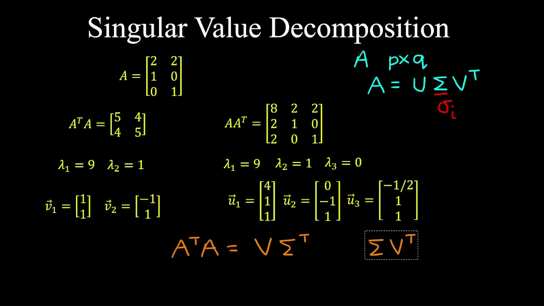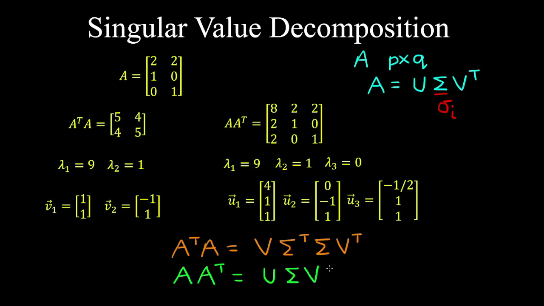So we obtain the following expression. And similarly, we can multiply A by its transpose. So here we have U sigma V transpose, by the transpose of V transpose, and by the transpose of U sigma, which gives sigma transpose U transpose.